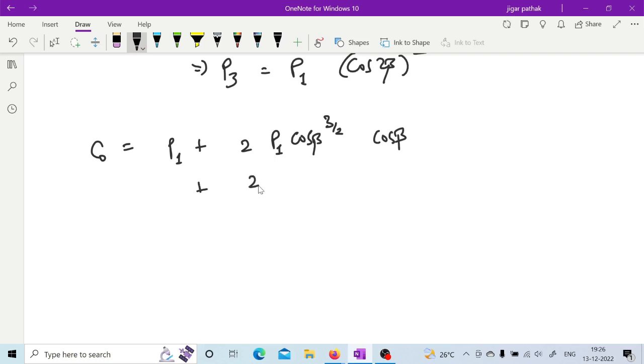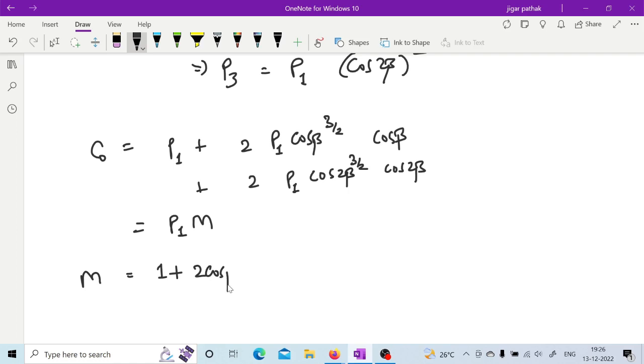So we have put the value of P2. Similarly, the value of P3 is P1 cos 2 beta raised to 3 by 2, and again cos 2 beta will be as it is, right? So we can simplify it as C0 is equal to P1 into M, where M is nothing but 1 plus 2 cos beta raised to 5 by 2 plus 2 cos 2 beta raised to 5 by 2, and so on, right?